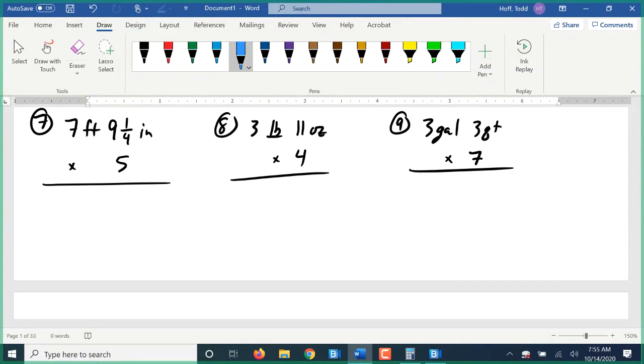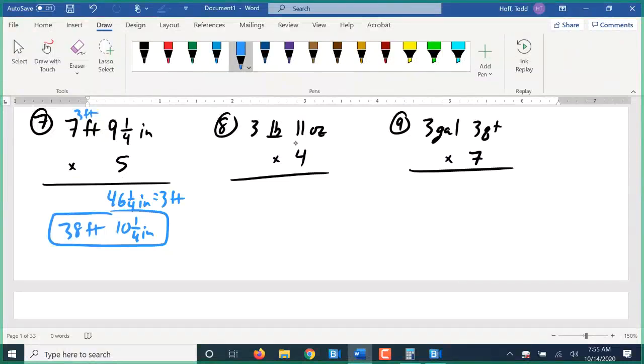So number 7, 5 times 9 1/4, that is 46 1/4 inches. Well, that's going to be 3 feet. 3 feet would be 36 inches. So that means there's 10 1/4 inches left over. Carry the 3 feet. 5 times 7 is 35, plus 3 is 38 feet. That's 38 feet, 10 1/4 inches.